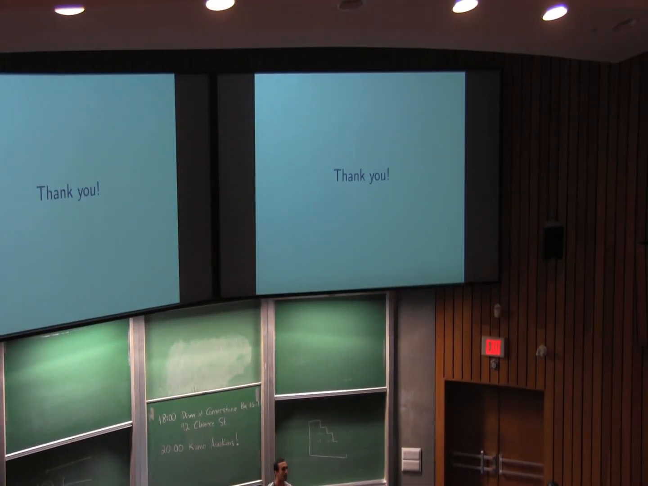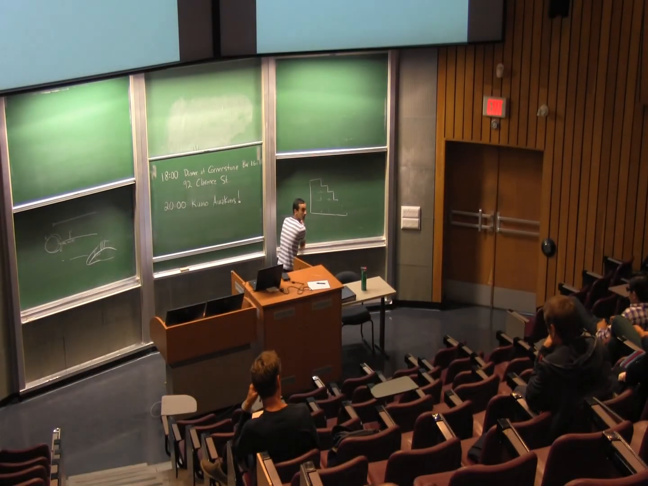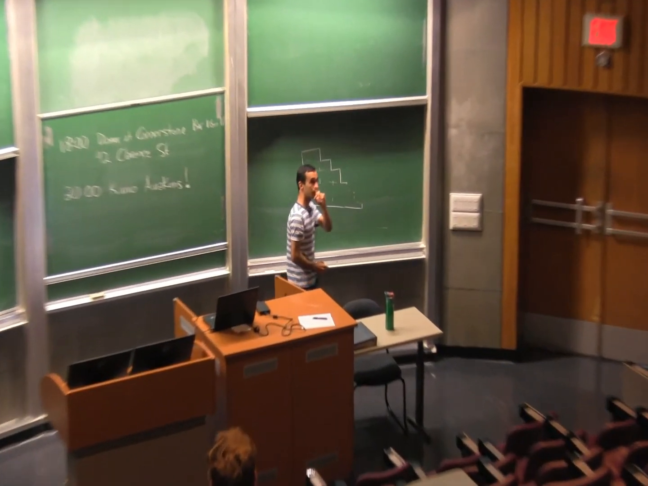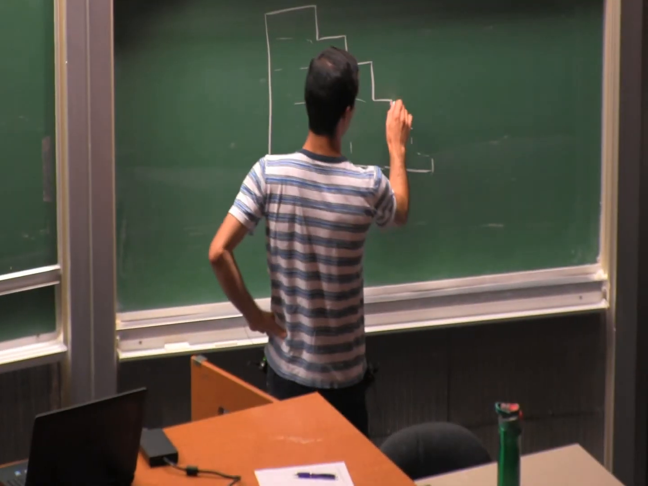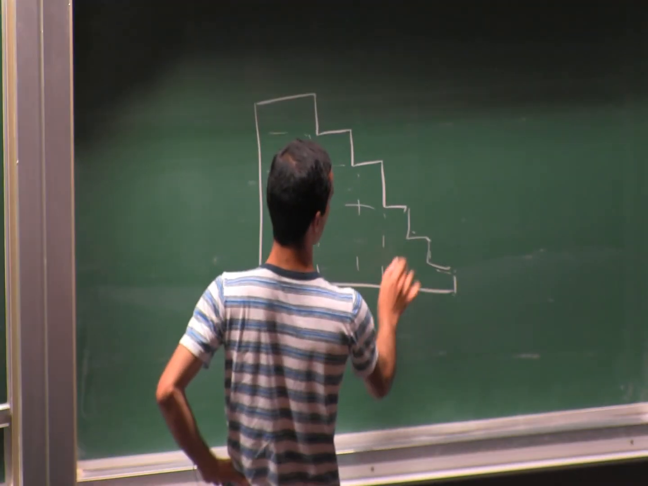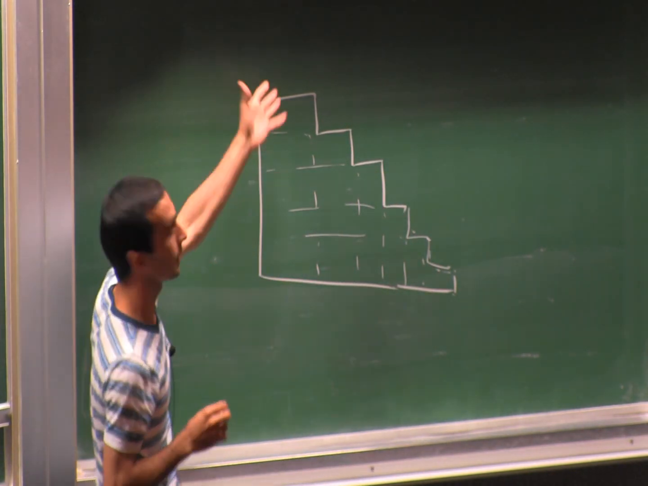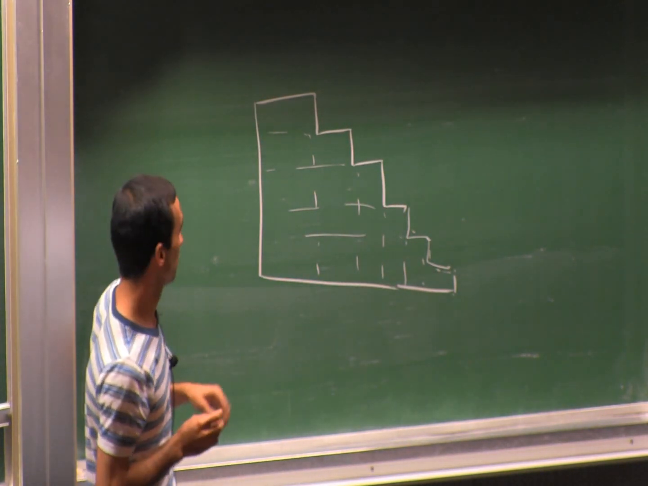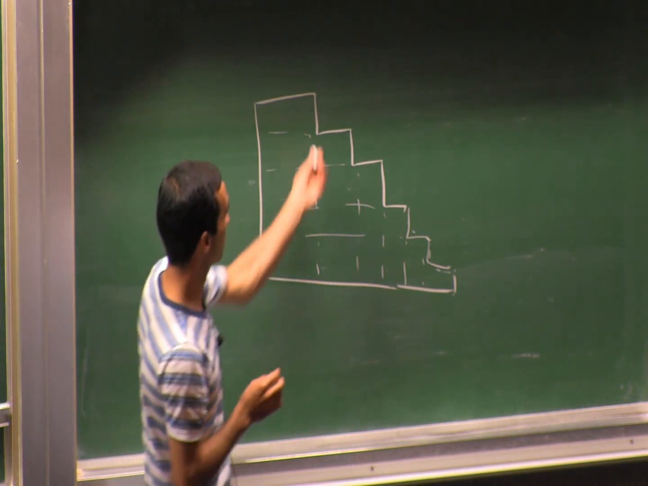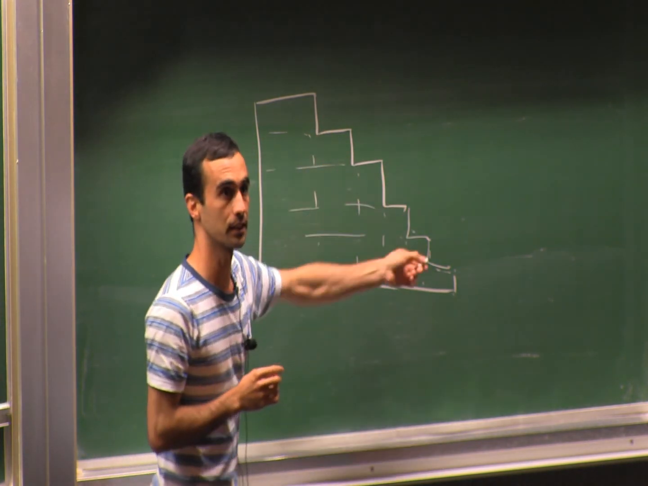Yes? One more? Yes? What are the trees in this case? What is the treewidth? Yeah. So here, it depends on how many steps do I have here, right? So it's order n or something. It's not constant. It's proportional to the number of vertices of the staircase that I have.